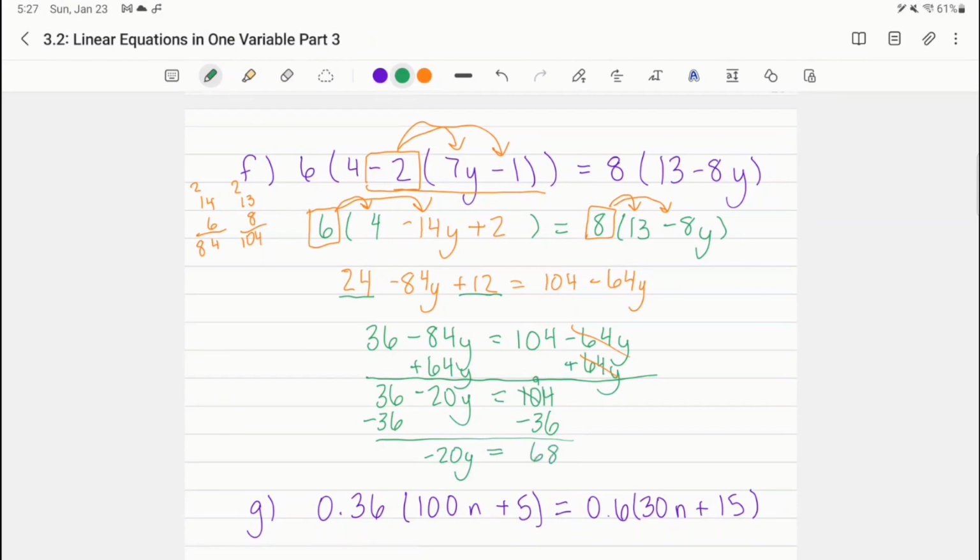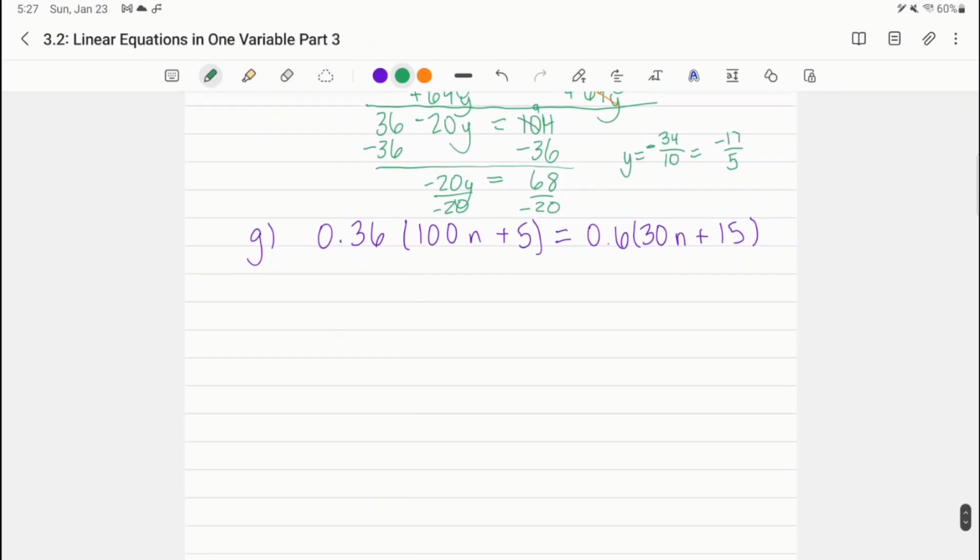Get negative 20y equals, I need to borrow 1, 68. And then divide by negative 20. Divide by negative 20. So y equals, I can reduce by 2 at least. So 2 goes in 68 34 times. 2 goes in 20 10 times. And a positive divided by a negative is negative. Oh, I notice they're both even still, so I can divide by 2 again. So we get negative 17 over 5. That can't be reduced any further. So y equals negative 17 fifths is our final answer.